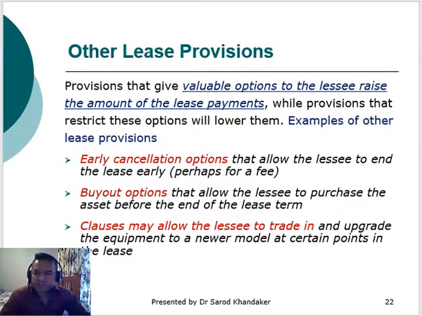So the other lease provisions. There are different types of other provisions that might be included in the lease. For example, number 1 is an early cancellation option that allows the lessee to end the lease early, perhaps for a fee. Number 2 is the buyout option that allows the lessee to purchase the asset before the end of the lease term. And number 3, the clauses may allow the lessee to trade in or upgrade the equipment to a newer model at a certain point of the lease. For example, universities using computers or desks have a clause to upgrade the item. So these are the other lease provisions.